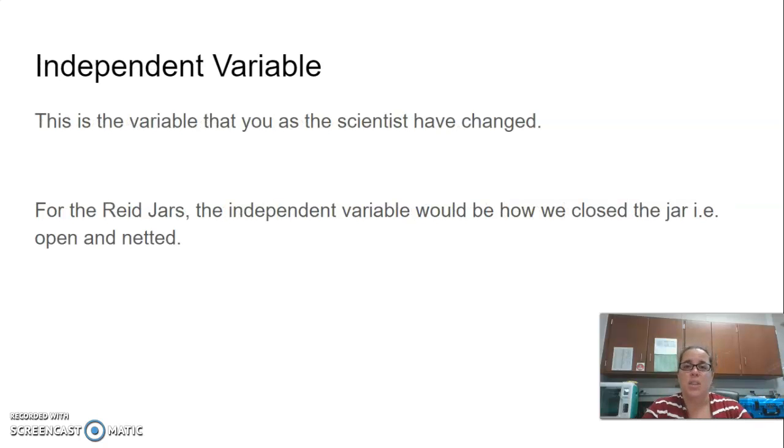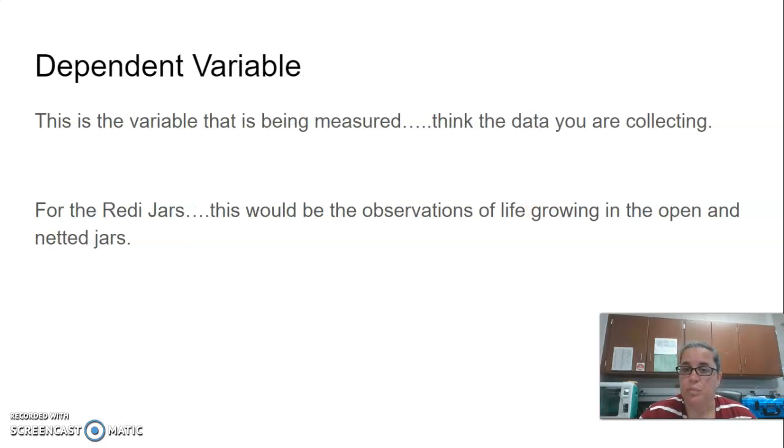Starting with the independent variable, this is a variable that you, as the scientist, are changing. When you look at the ready jars, we really were testing what happens with an open jar versus a netted jar. So that is our variable. How much exposure to that environment are they getting? So the independent variable for us this time around is our open jar versus our netted jar.